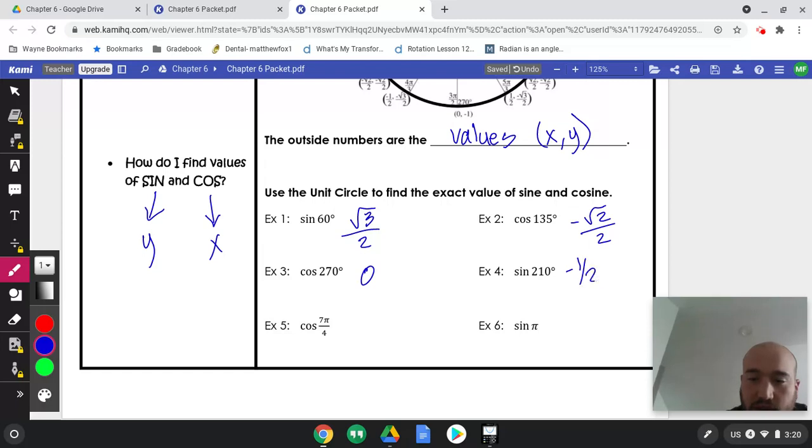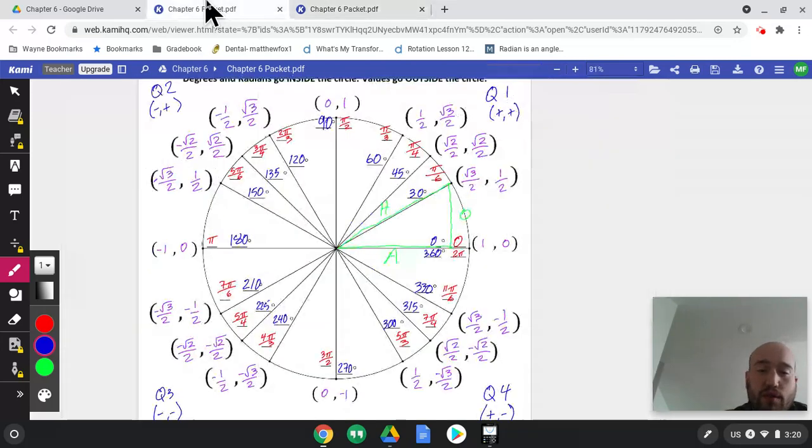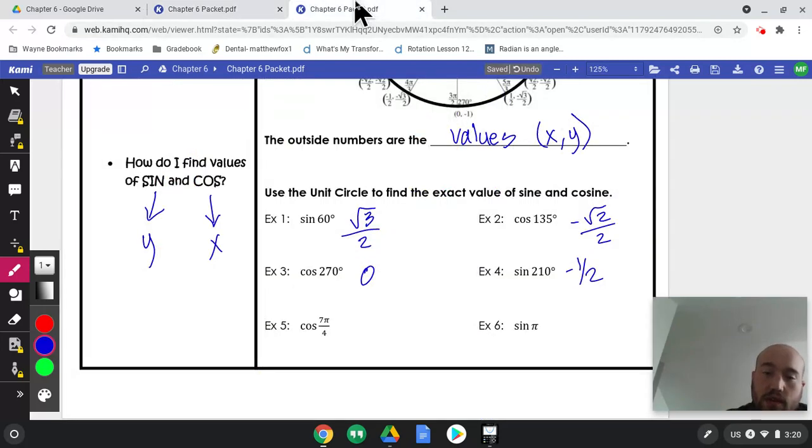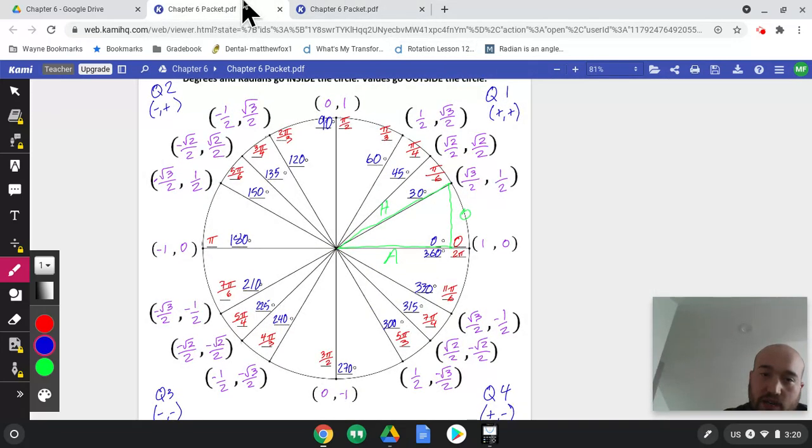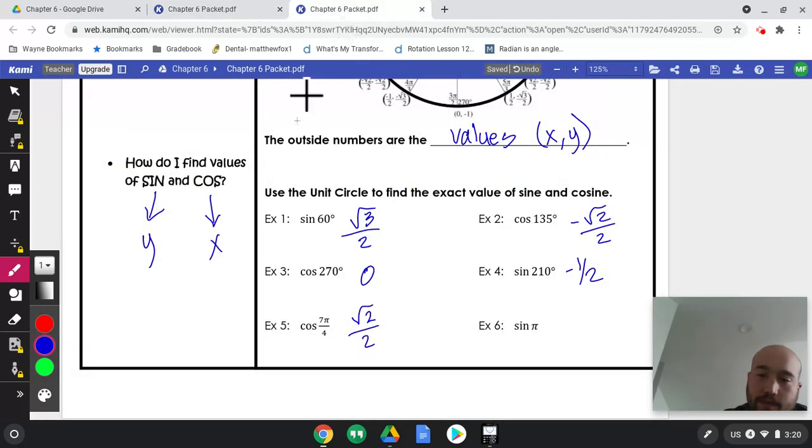Everything we've done so far on the front here is kind of a review of what we did last week. We've got two more here. Cosine of 7 pi over 4. This time they gave it to us in radians. So we look here, 7 pi over 4, and it's cosine, so square root of 2 over 2, because it's our x. And then our final one on the front page says, what is the sine of pi? Sine, remember, is our y value, and at pi, that y value is 0.